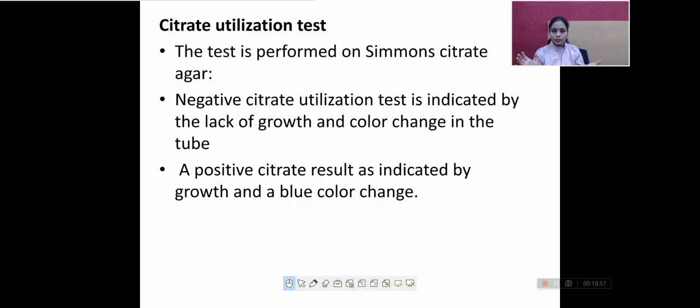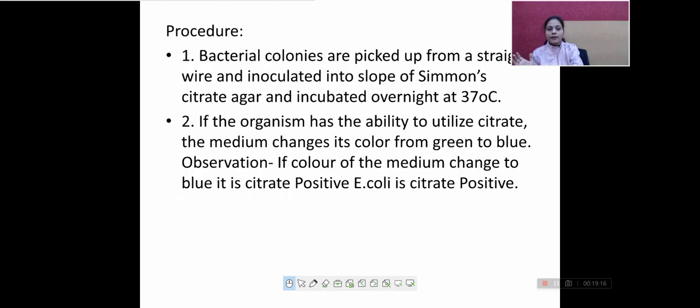So what is the procedure? Bacterial colonies are picked up with a straight wire and inoculated onto a slope of Simon citrate agar. Suppose this is a plate of agar. From a loop, we take bacterial colonies and streak them on the agar in a straight line like this, right? If the organism has the ability to utilize citrate, the medium changes its color from green to blue.